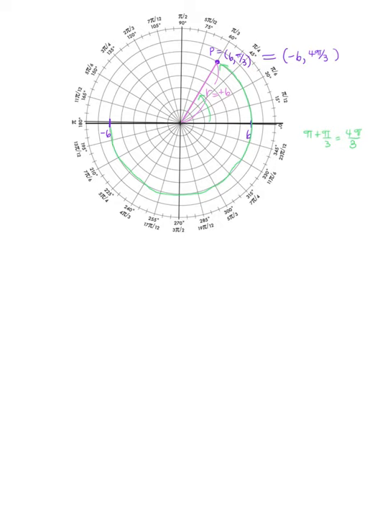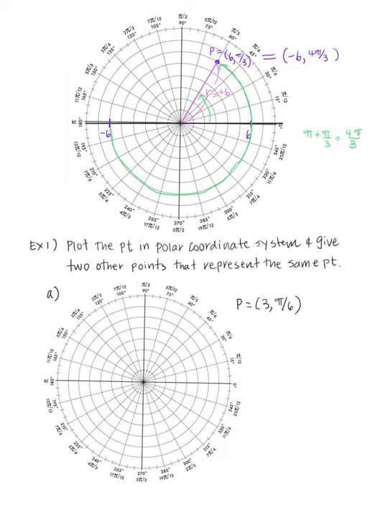Alrighty, I think we're ready to do some examples, so let's take a look. Example 1: plot the point in the polar coordinate system and give two other points that represent the same point. Let's do a couple of them. Part A, our point P is (3, pi over 6).